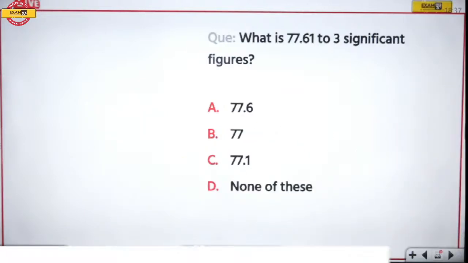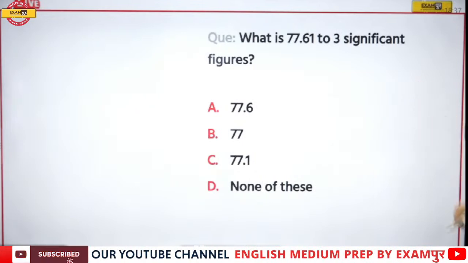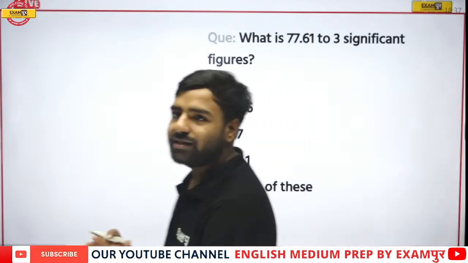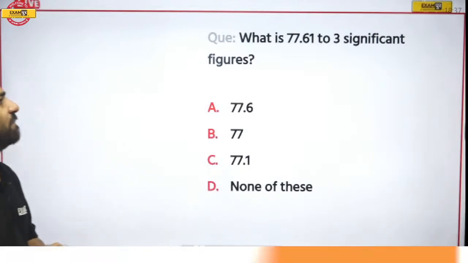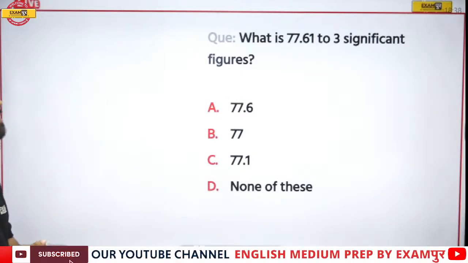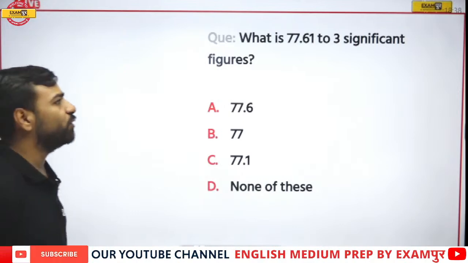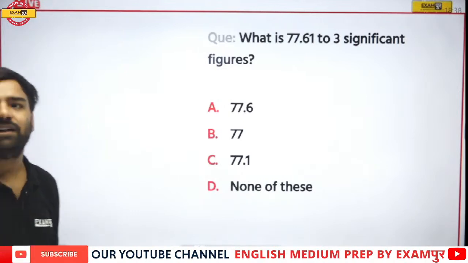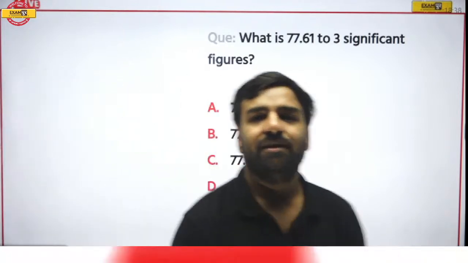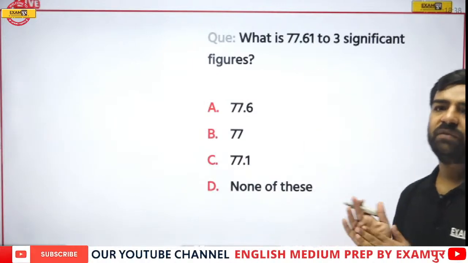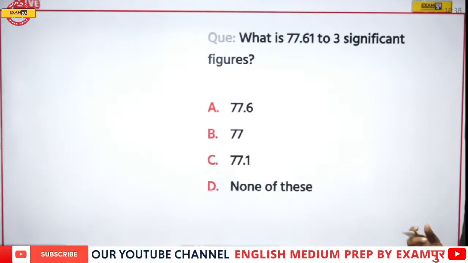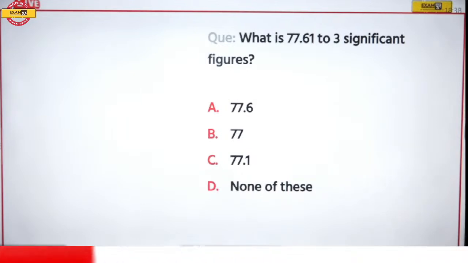Next. What is 77.61 to 3 significant figures? I guess this time answer will be correct. Okay, let's see what is going to be the answer. What is 77.61 to 3 significant figures? What is the correct answer? HR, Nilesh. And give the answer in the super fast manner.